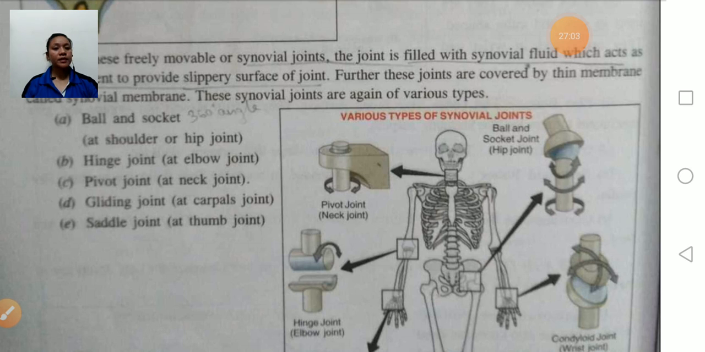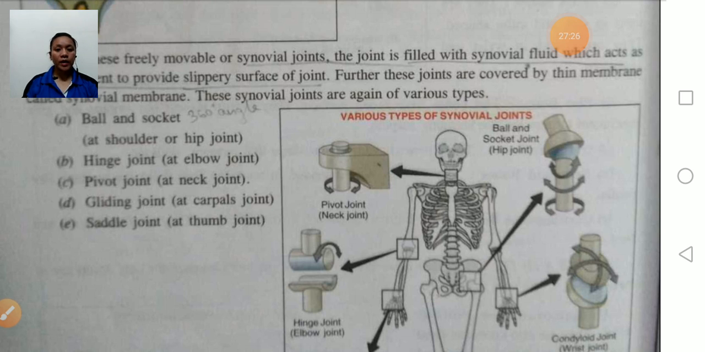Hinge joint is present in the elbow. It provides forward and backward, or upward and downward, movement in one plane, for example in the elbow and in the knee.